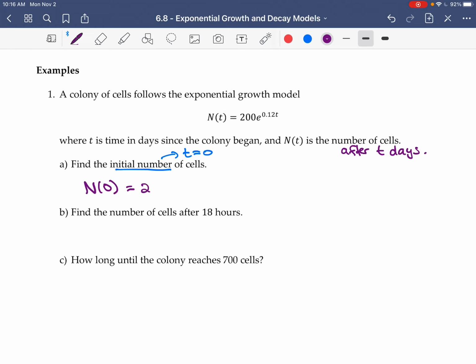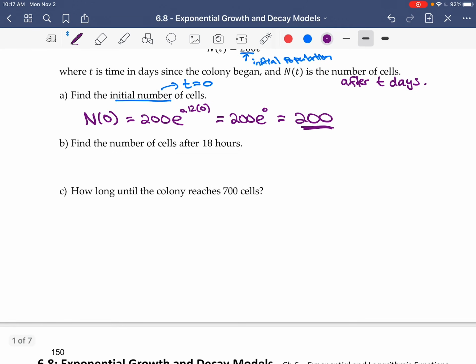So that's 200 e to the 0.12 times 0. That's 200 e to the 0, and anything to the power 0 is a 1, so that's 200. That's why the number in front of the e is always the initial population, because when you plug in t equals 0, the e part goes away. So we didn't actually have to do any work there. You could have just known it was 200.